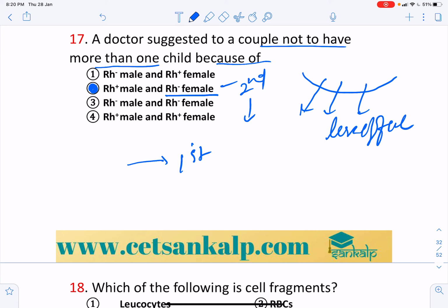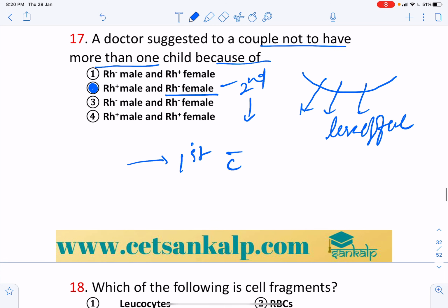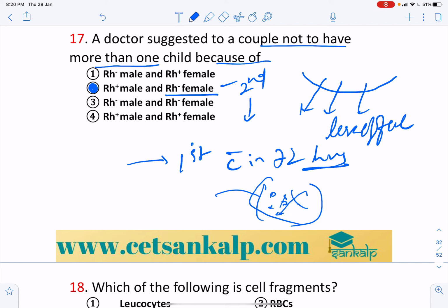Just keep in mind that ROGAM is given within 72 hours of the first child, because even though the exposure takes place later, the reaction it would cause is prevented and completely neutralized. So the second pregnancy can be maintained.